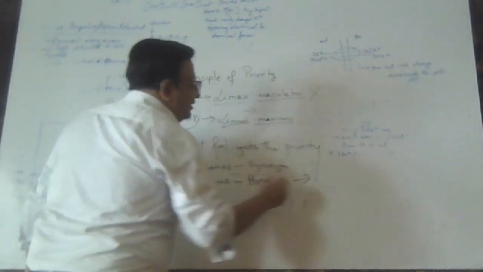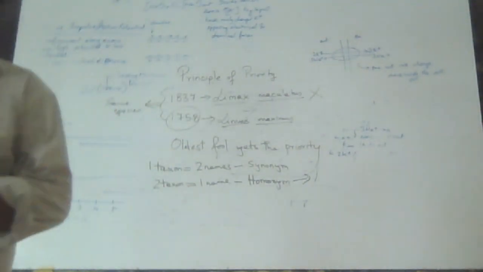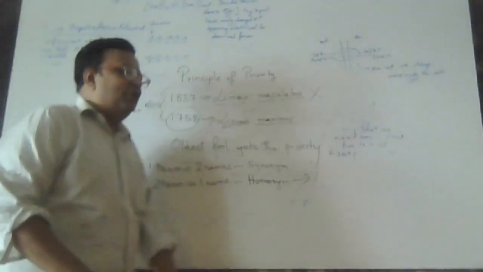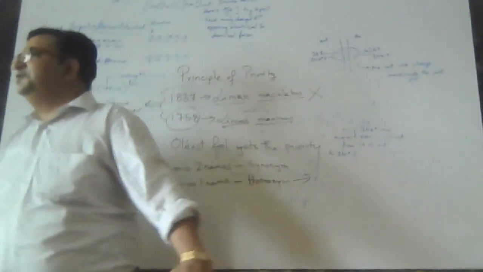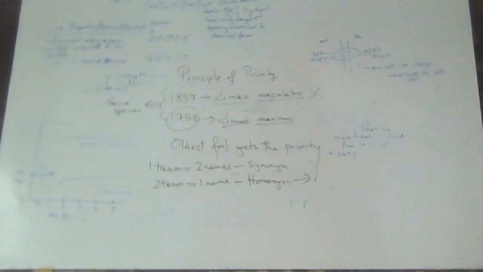But what happens is that the first name was given. Say for example, first the mosquito was given a name, and the elephant was given a name later. So the mosquito will keep the name, and the elephant will have to be renamed. Right? That is the rule.